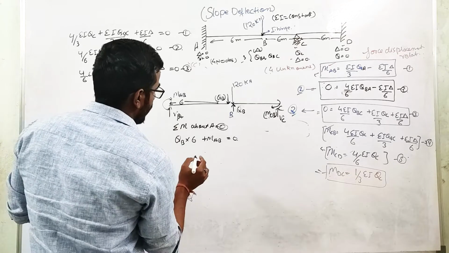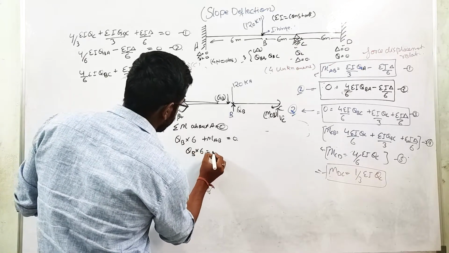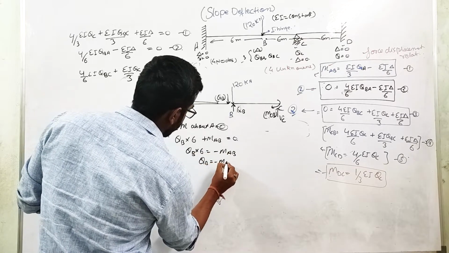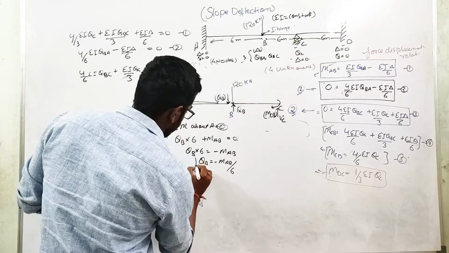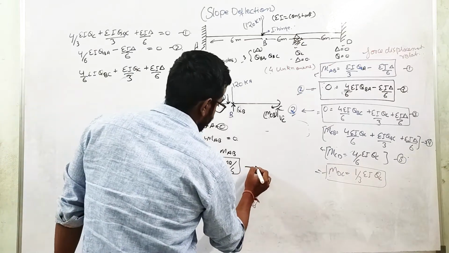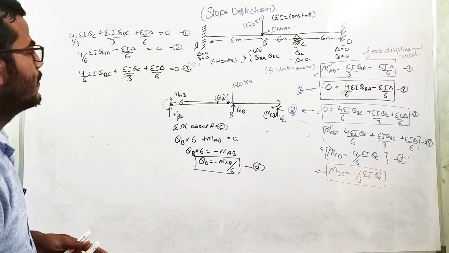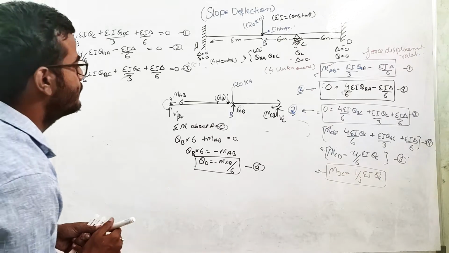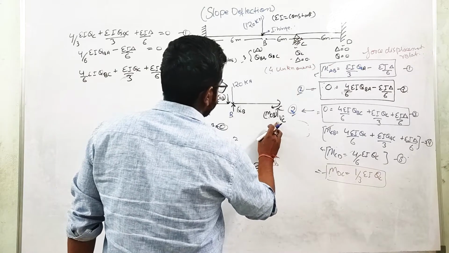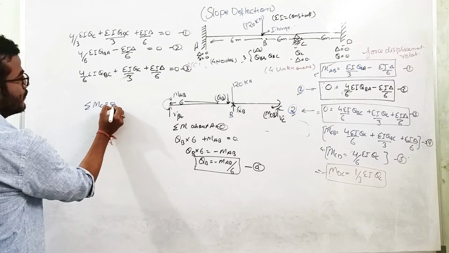So here I can write QB into 6 equals to minus of MAB. So QB equals to minus of MAB by 6. So this is the first equation, and let us term it as A. Now let us come to this BC portion. For this portion, let us calculate the moment about point C. Summation MC equals to 0.